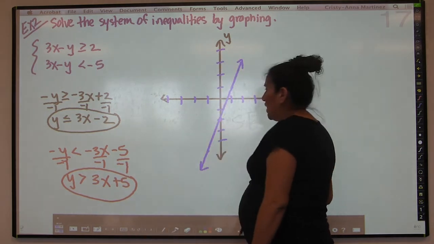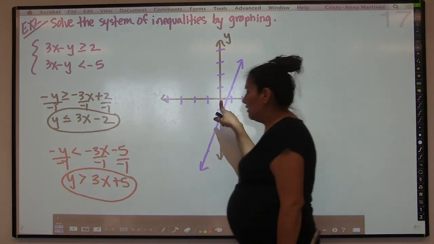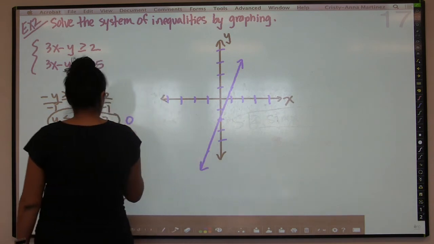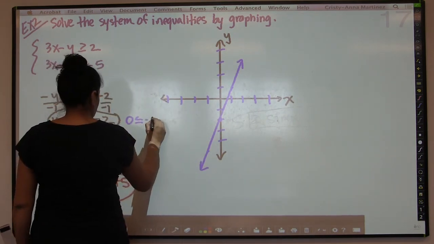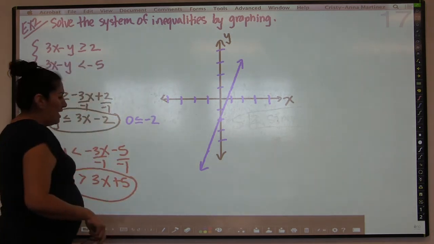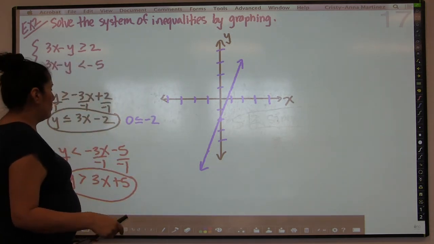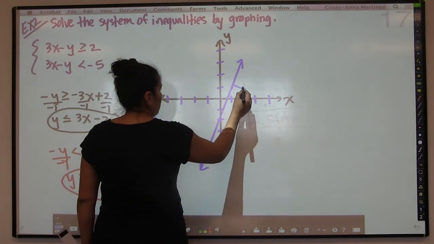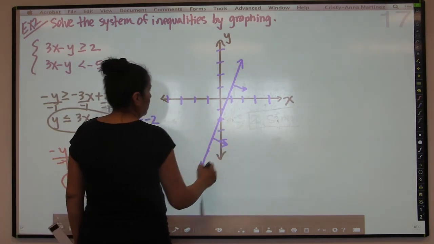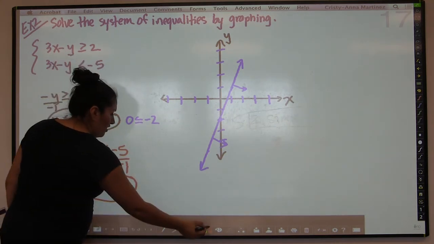And then as far as shading, we have the origin over here. So we're going to pick 0 for y, less than or equal to. And if I plug in a 0, then we have negative 2. Is 0 smaller than negative 2? No, 0 is not smaller than negative 2. So we're not going to shade toward the origin. We're going to shade away from the origin. And then we're going to graph the other line.